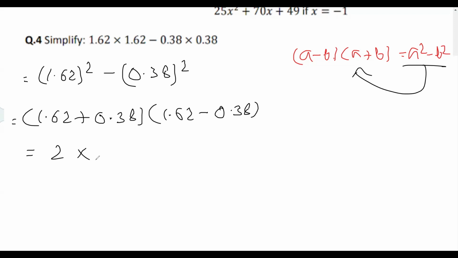0.38. So 1.62 minus 0.38 will give you 1.24. Now, if you multiply, this will be double of this, 248 with 2 decimal places. So we'll say this is the answer for this part.